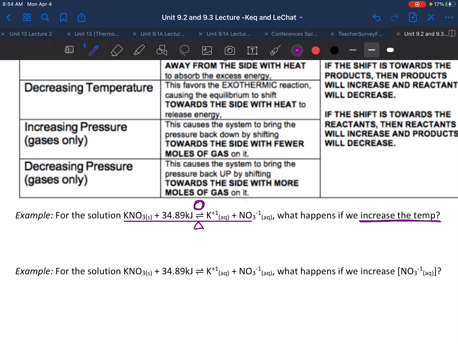So if we're increasing the temp, if you see temp, this has to do with the energy term. And so if we increase the temp, that means we are going to push up, increase this energy term here, which in turn would make our teeter-totter go at an angle as such. Now, what's going to happen is our ball is going to end up rolling this way. And so what we're going to say happens is it shifts right. We end up making more product.